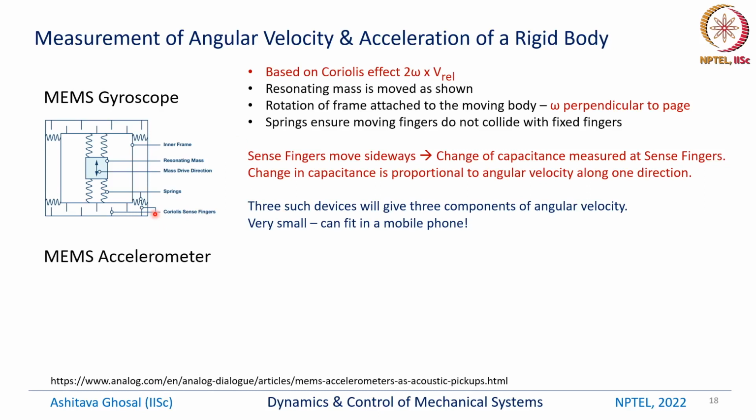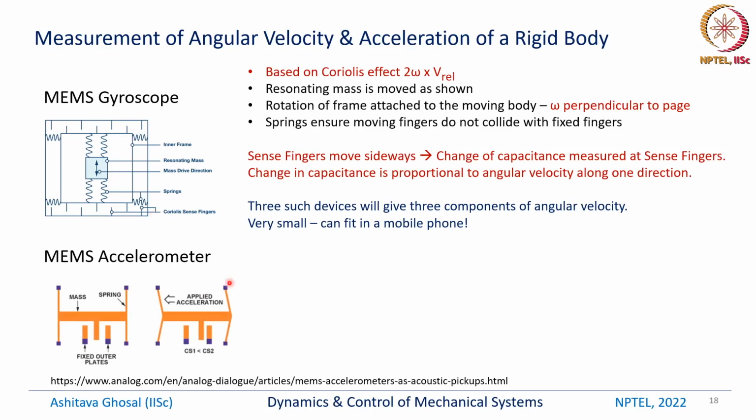We can also measure the acceleration of a particle or of a rigid body in 3D space. Again, the idea is that we want to use the change in capacitance when a mass moves, and attached to this mass there are these fingers. So there is one set of fixed plates and one moving plate. If you apply an acceleration, the distance between these two fingers, for example here, has changed. Hence the capacitance between these two will be different than what it was earlier.